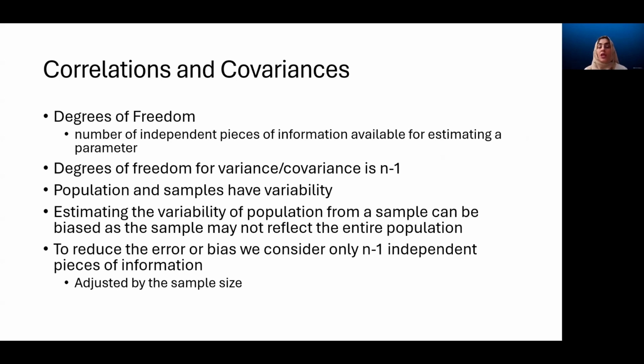But even if you're calculating variance for the population, we're actually dealing with a sample. You derive a sample from the population, which has its own variability, and sometimes the samples might not be completely representative of the population. So in that case, the variability of the population is not totally captured by the sample that we've taken. If we estimate the variability of the population from a sample which is not truly reflective of the population, then this estimation can be biased. So to reduce the error or the bias, we consider only n minus 1 independent pieces of information.